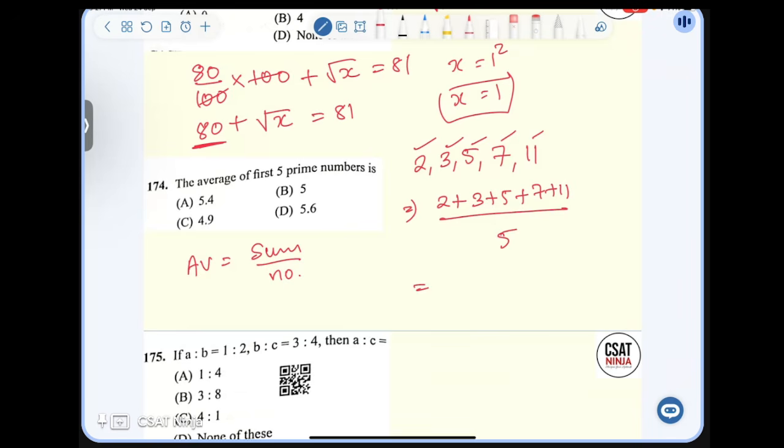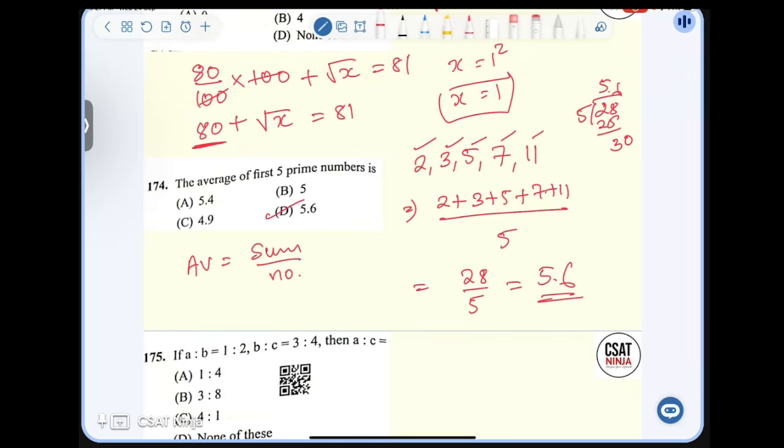2 plus 3 is 5. 5 plus 5 is 10. 10 plus 7 is 17. 17 plus 11 is 28, divided by 5. So if I divide 28 by 5, 5 5s are 25, and how much? 3? 5, 6. So which means we are getting 5.6 as our answer, which is this one.